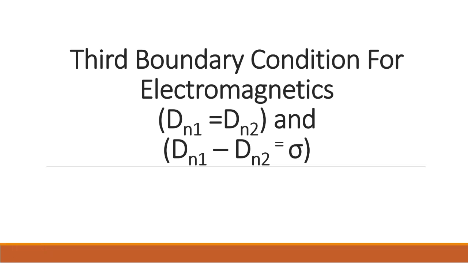Hello friends, today we will discuss and derive the third boundary condition for electromagnetics, that is Dn1 equals Dn2, and Dn1 minus Dn2 is equal to sigma. So let us discuss and derive.